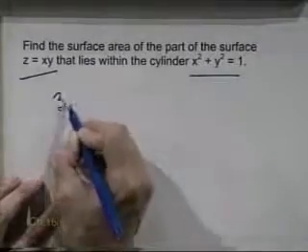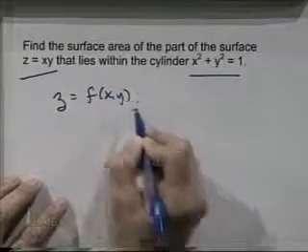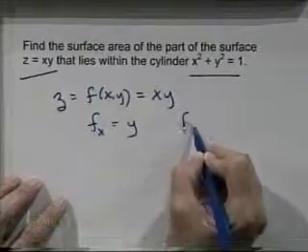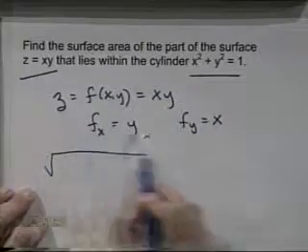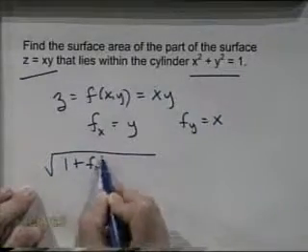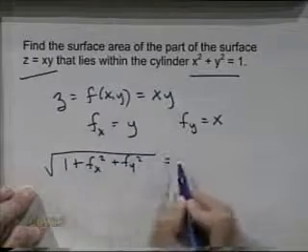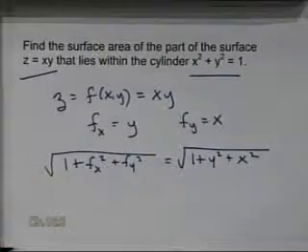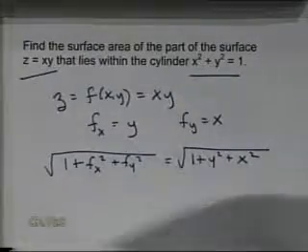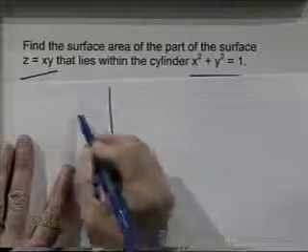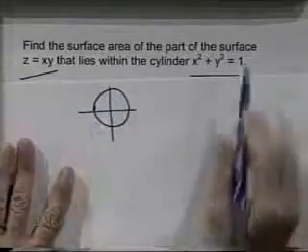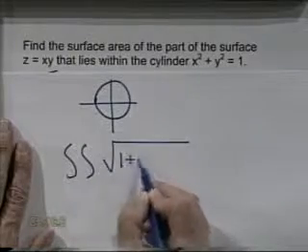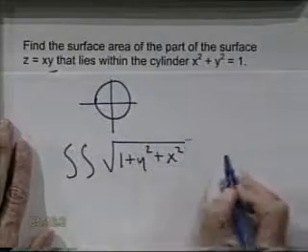So my equation is z is f of x y, which is x times y. So f sub x is y, f sub y is x. So my square root of 1 plus f x squared plus f y squared is the square root of 1 plus y squared plus x squared. And the region that we're integrating over is this simple little circle of radius 1. So we have the double integral of the square root of 1 plus y squared plus x squared dA.